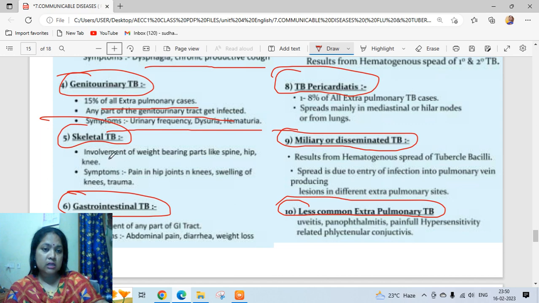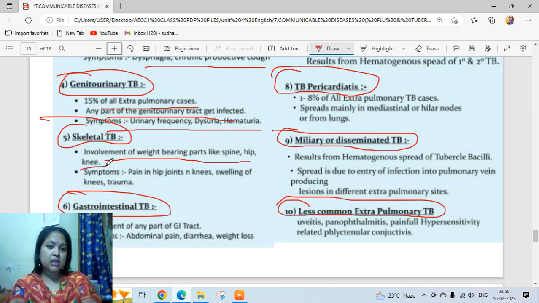Okay, these are the symptoms. And skeletal TB, involvement of weight bearing parts like spine, hip, knee. Then symptoms are pain in hip joints, then knees, swelling of knees, trauma. Then gastrointestinal TB, involvement of any part of GI tract. Symptoms are abdominal pain, diarrhea, weight loss.